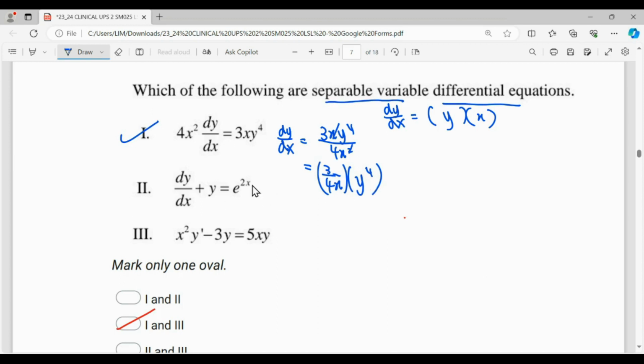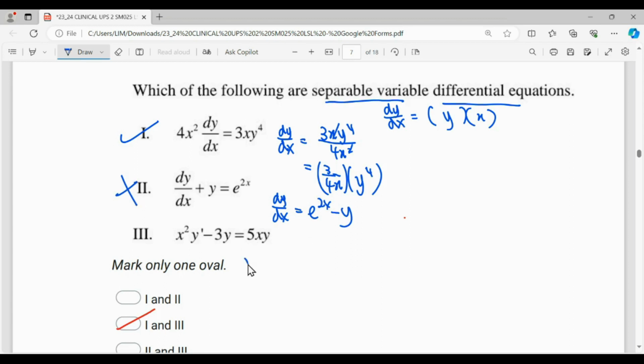Then number 2, when we have dy/dx as the subject, then e to the x minus y. For this case, we can notice that our y variable cannot factorize out and our x variable also cannot factorize out. So this is not separable variable.